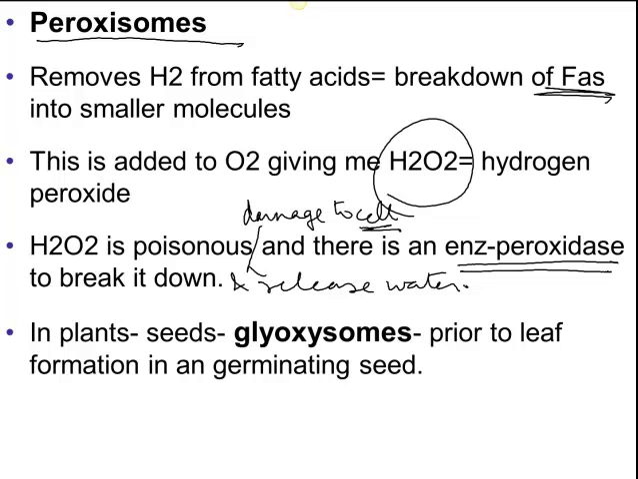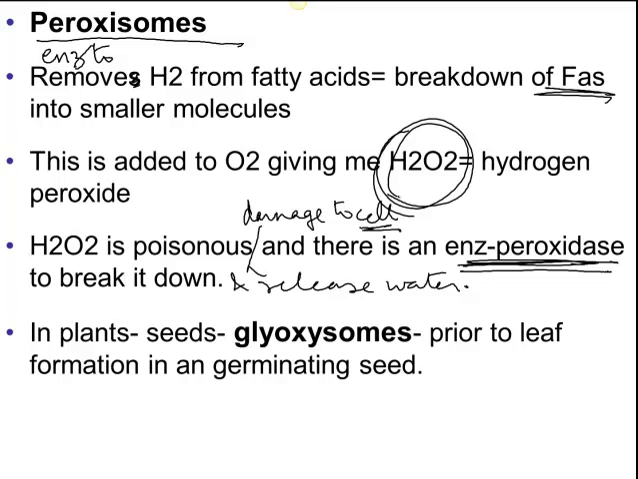Okay, so peroxisomes have enzymes to remove hydrogen from fatty acids. So they are responsible for breaking down fatty acids essentially. They have these enzymes and they have a backup, peroxidase, to take care of the poisonous hydrogen peroxide that can be released.